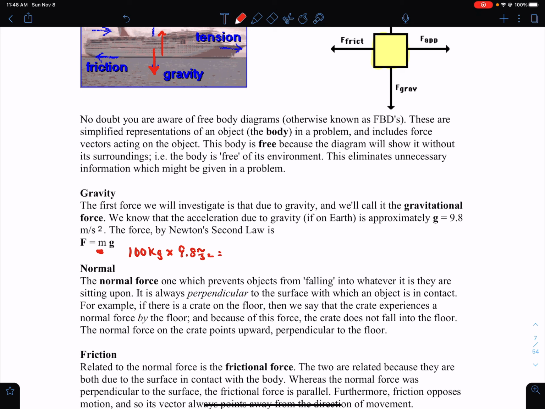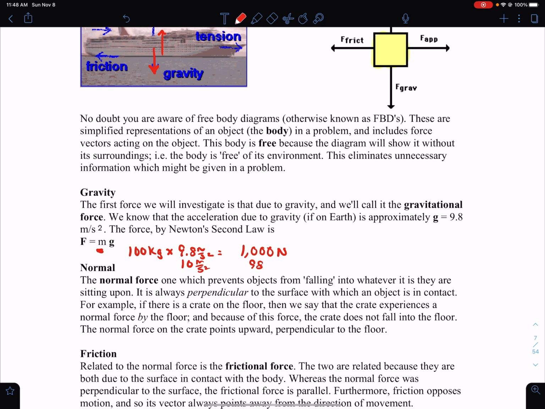So this person, if you weighed 220 pounds, and let's round this off to make it easy, you have 10 meters per second squared. This person would weigh 1,000 newtons.